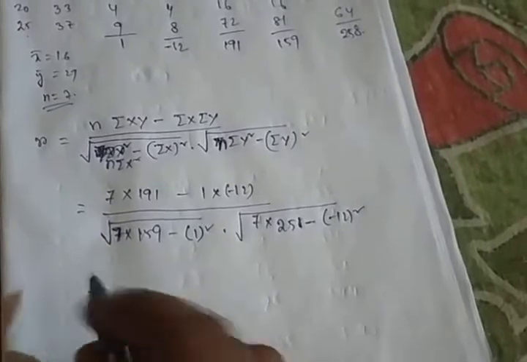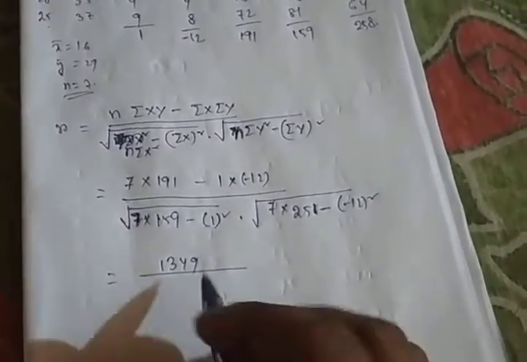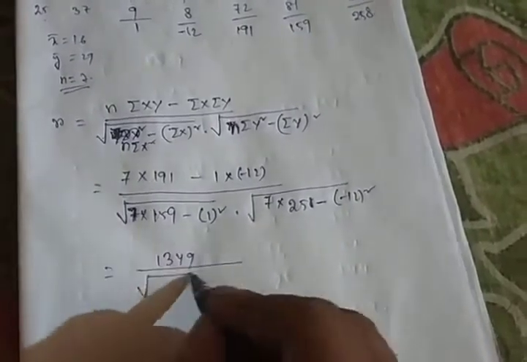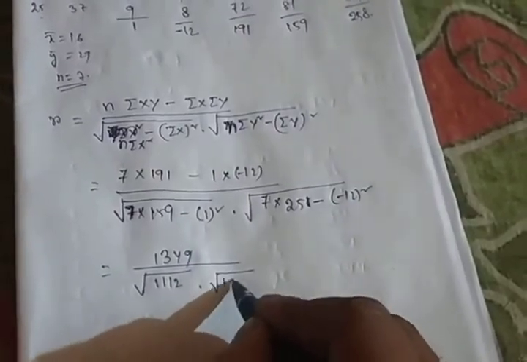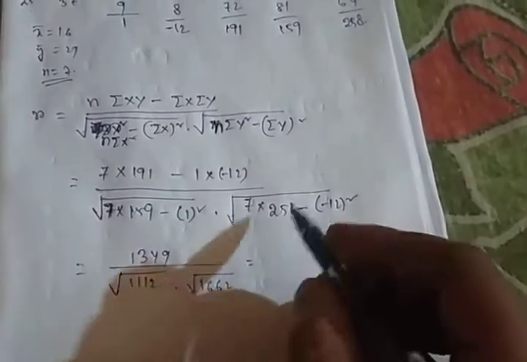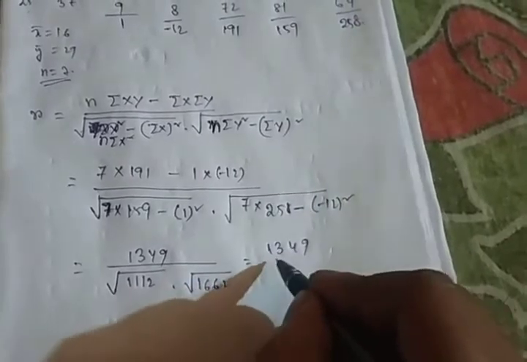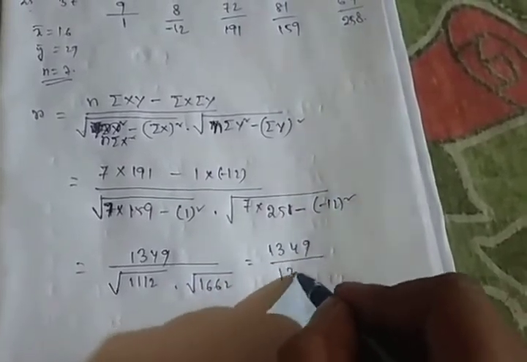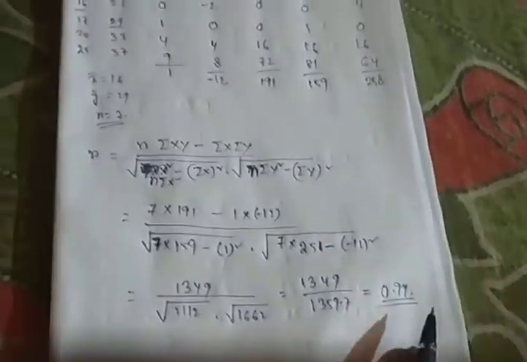After calculating, you will get in the upper part 1349, and in the lower part 1112 for this part and 1662 for this part. Okay, calculating the roots using a calculator, after multiplication, 1349 divided by 1359.7, which is 0.99. This will be the correlation coefficient between x and y for the given data.